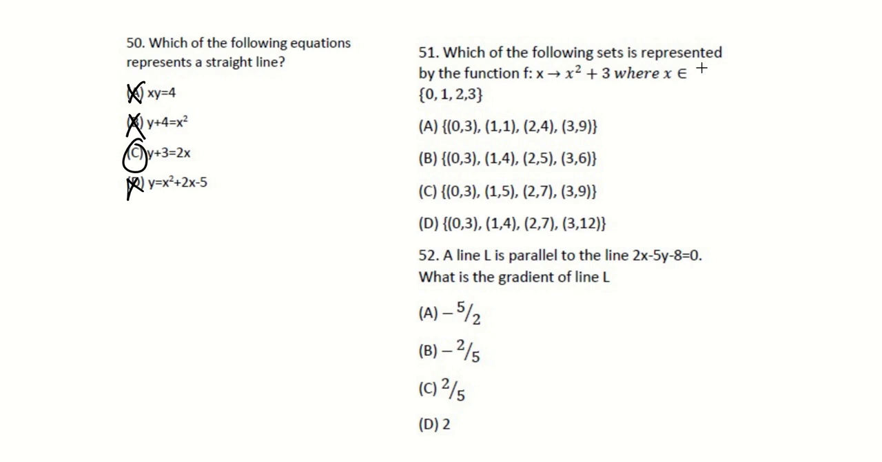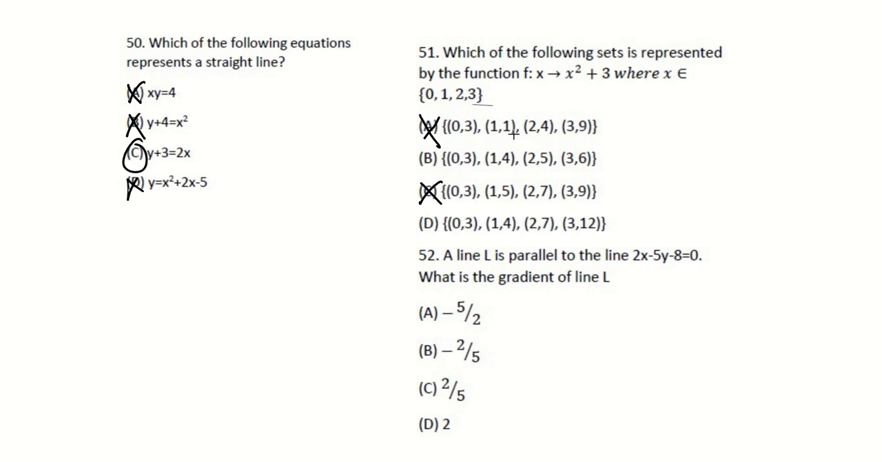Which of the following sets is represented by the function f of x is x squared plus 3, where x is an element of 0, 1, 2, 3. So when x is 1, 1 squared plus 3 is 4. Sorry, so it will be 0, 3. So all of them have 0, 3. Then 1, 4. That would be not this and not this, right? Because we have 1, 1 and 1, 5 here. Then when it is 2, 2 squared is 4. 4 plus 3 is 7.